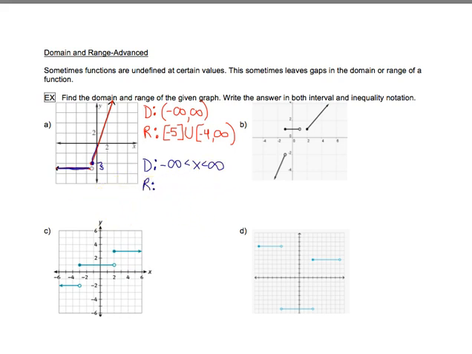For inequality notation, we would actually have to write y equals -5 and y greater than or equal to -4. So hopefully that kind of makes sense what we're doing there.